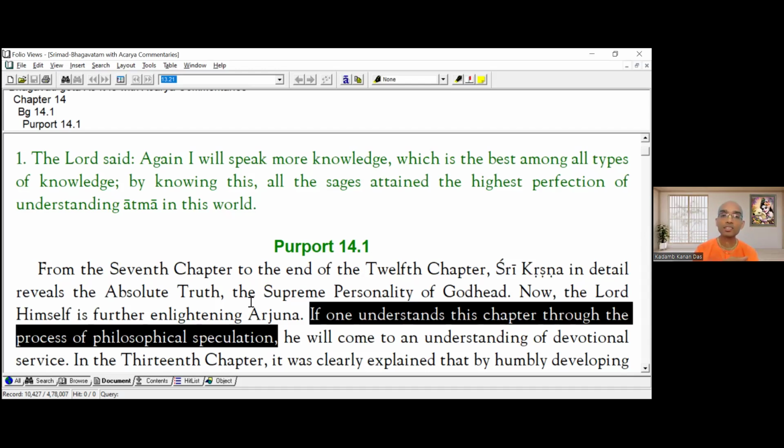Like in the last class, I think Devi Prasad Prabhu, someone was asking about why the Super Soul exists in dead matter?